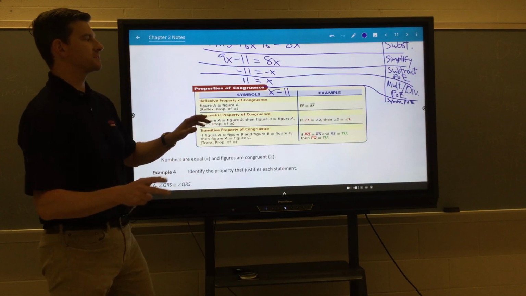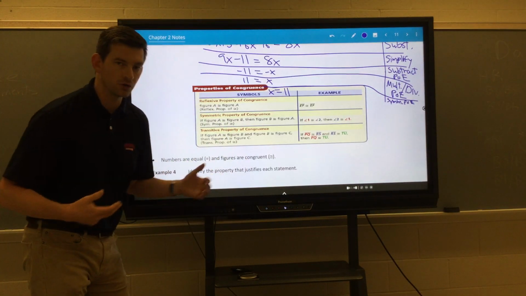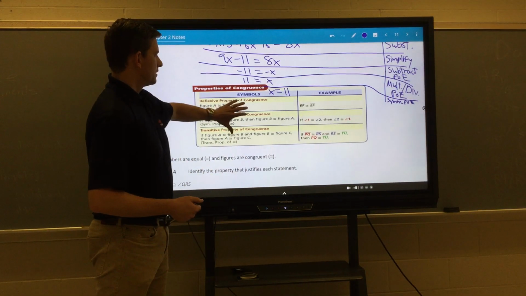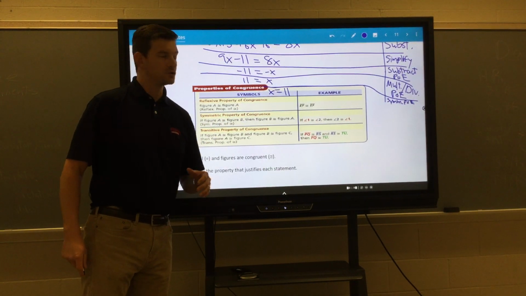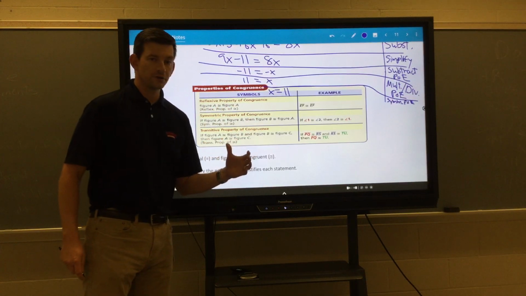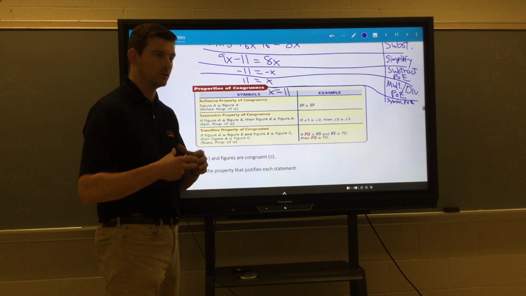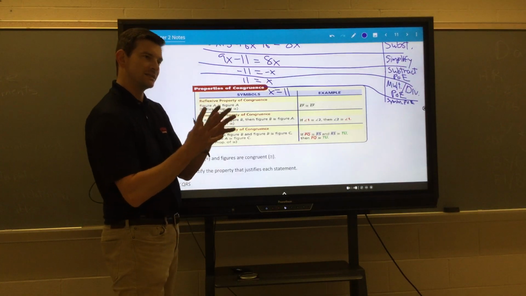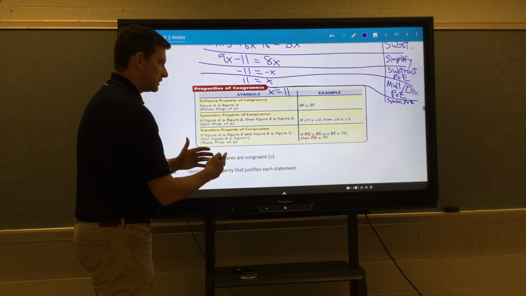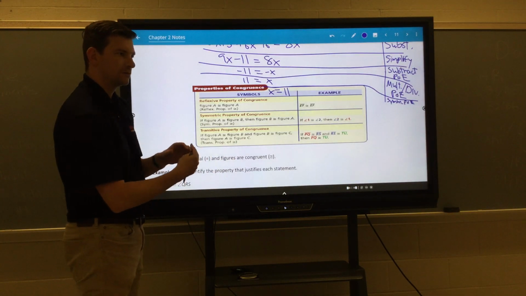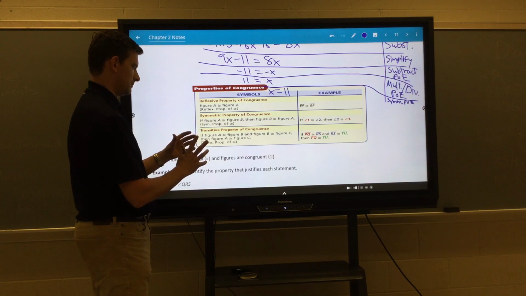All of these properties up to this point have been properties of equality. We have an implied value that goes with these. This table talks about properties of congruence. Remember, if two things are congruent to each other, you're referring to the object, whether that's a segment length or an angle. A segment itself or an angle. With equality, you have an implied value. The values are equal, congruent objects are the same.